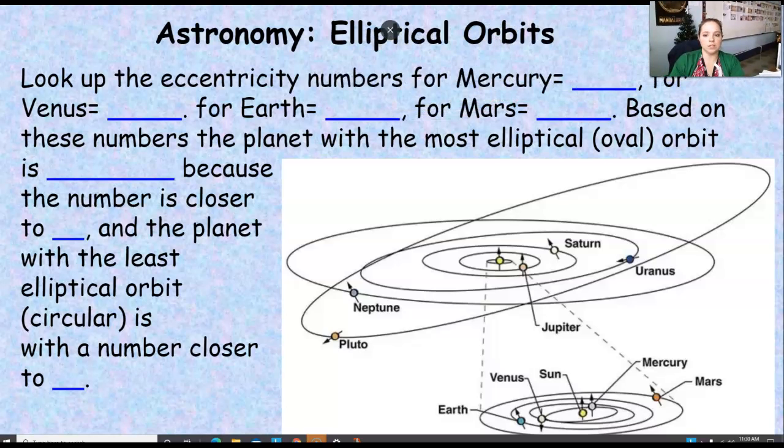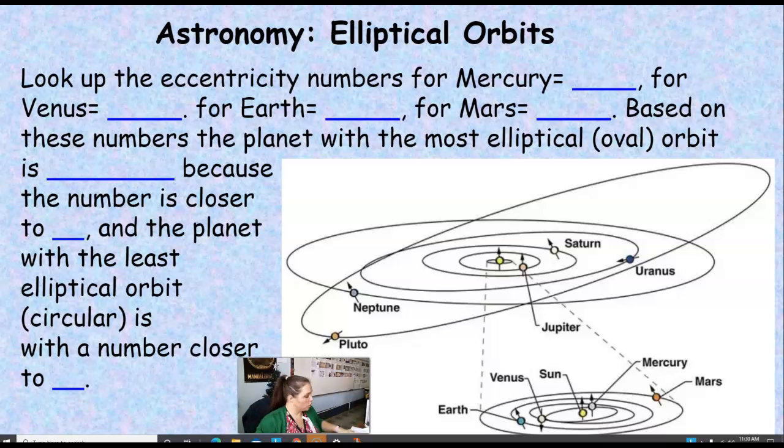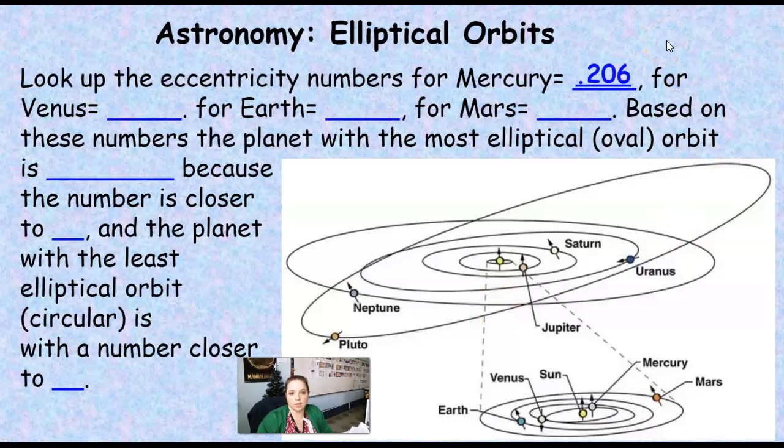All right. So we're going to look up some eccentricities. I'll move me to where I'm out of the way. So we're going to look them up. How do you look these eccentricities up? Page 15 of your reference table. You're going to see the eccentricity of orbit. So looking up these numbers, Mercury has an eccentricity of 0.206. For Venus, it's 0.007. For Earth, it's 0.017. For Mars, it's 0.093.